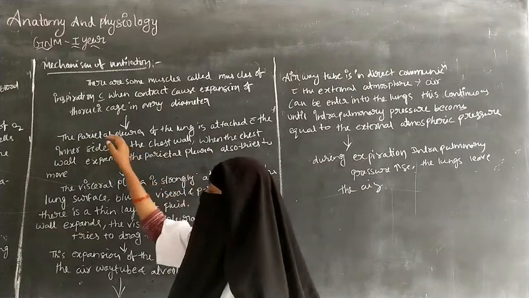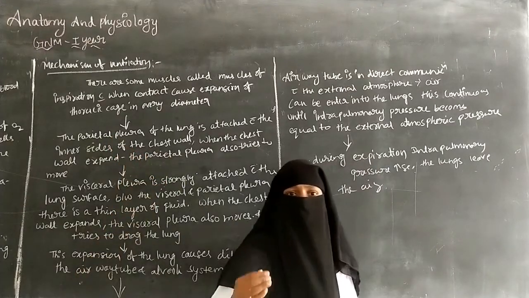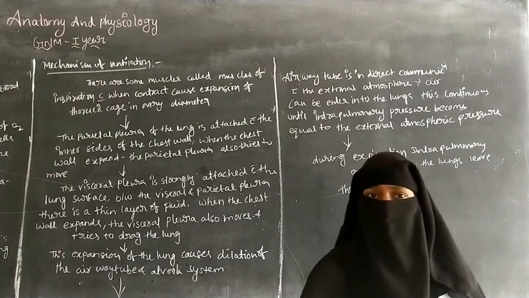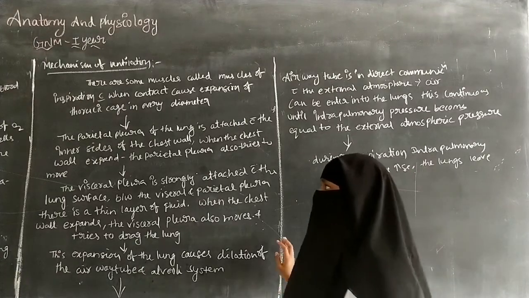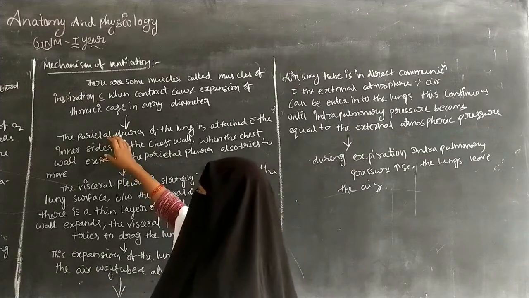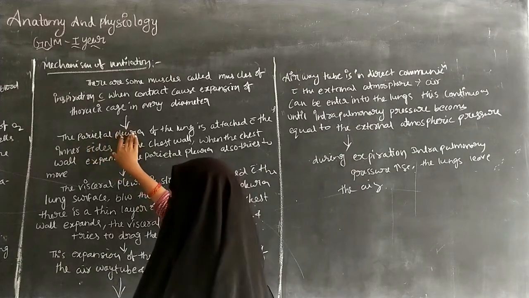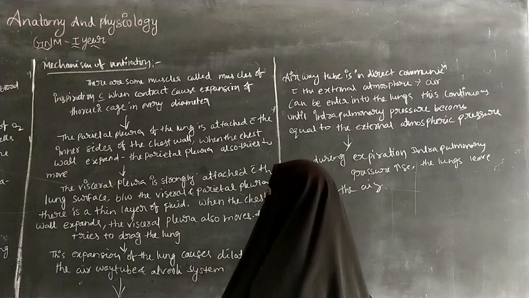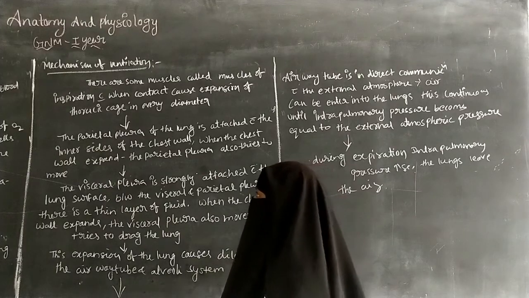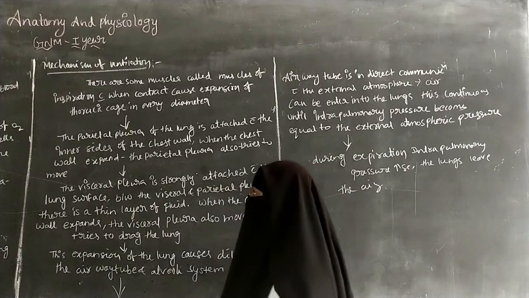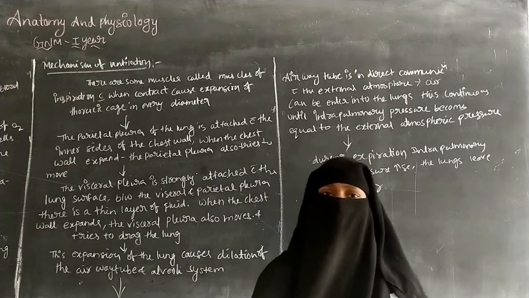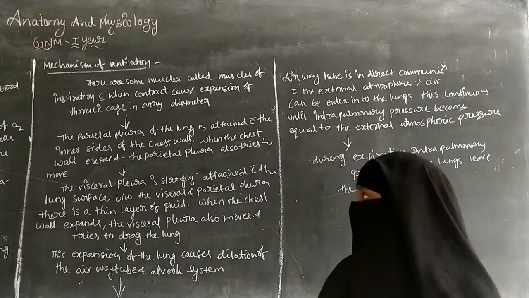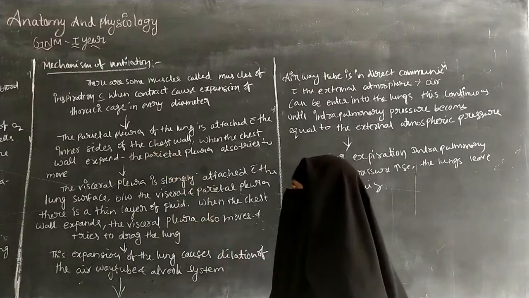The parietal pleura is the outer layer which covers the lungs. So the outer layer of the lungs is called the parietal pleura, and it is attached to the inner side of the chest wall.